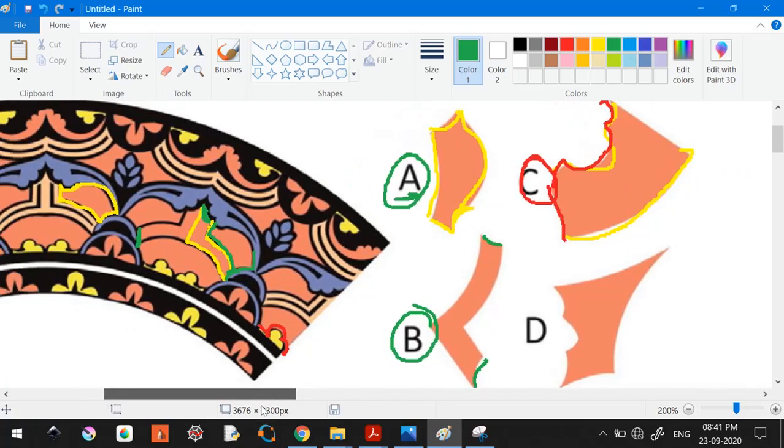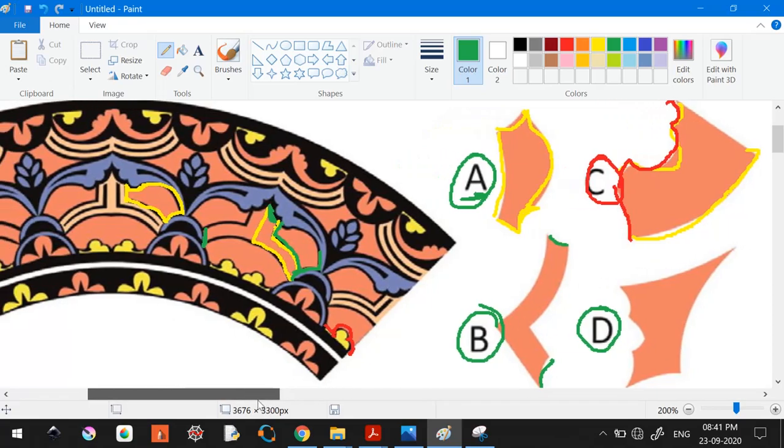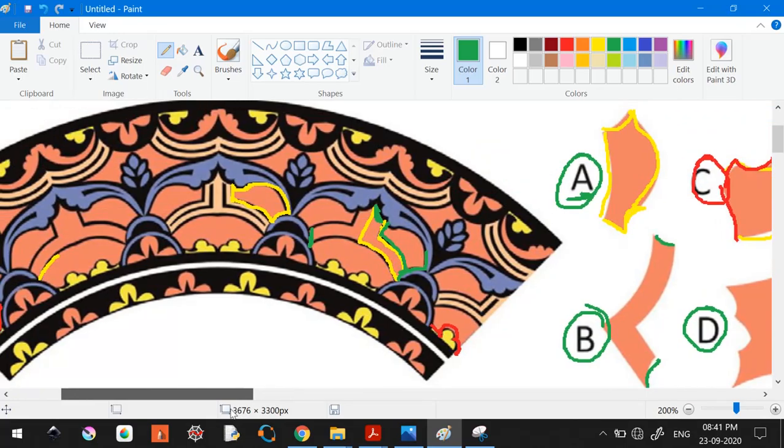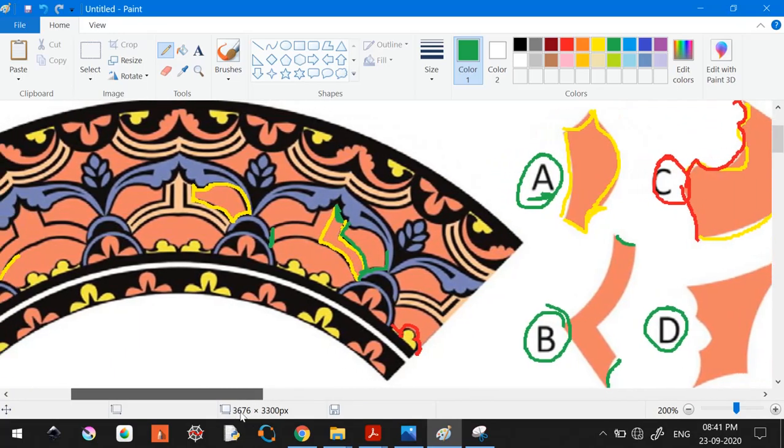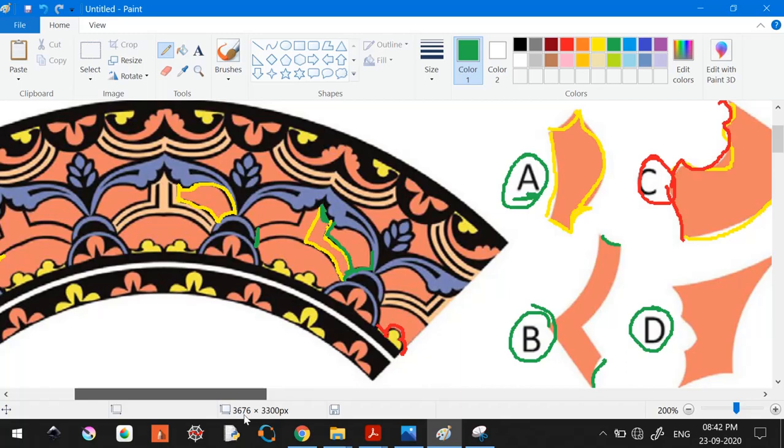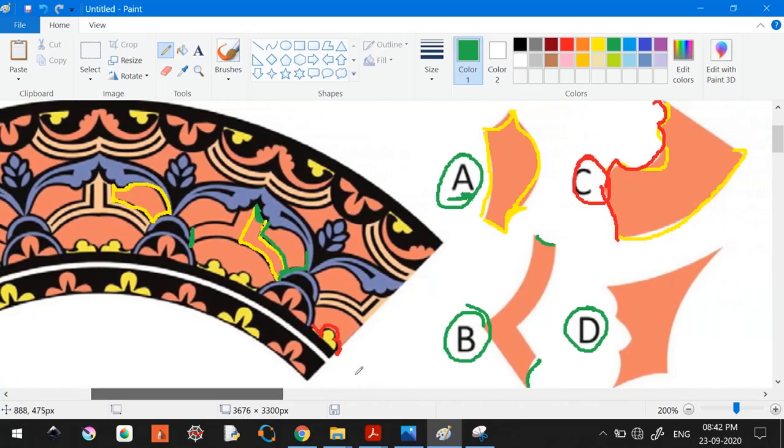Now moving ahead to D. Let me check where it is fitting. This looks like a bigger one. Let's see where it fits. Sharp edge. I think I got this. This sharp edge makes me feel that it is this one. Okay, so let me assume like that.